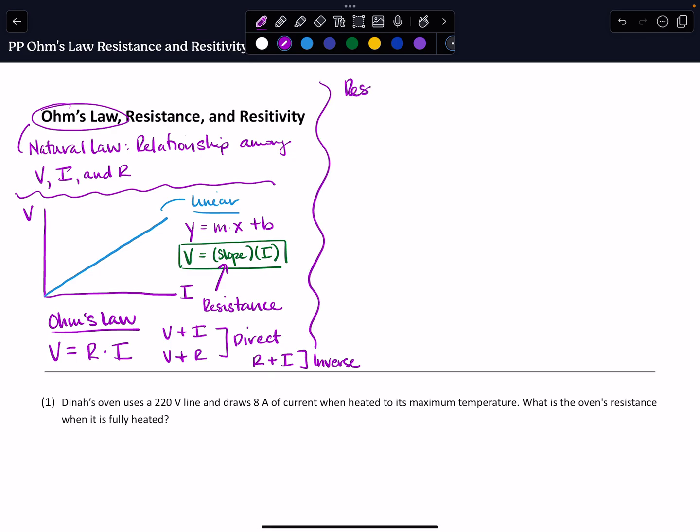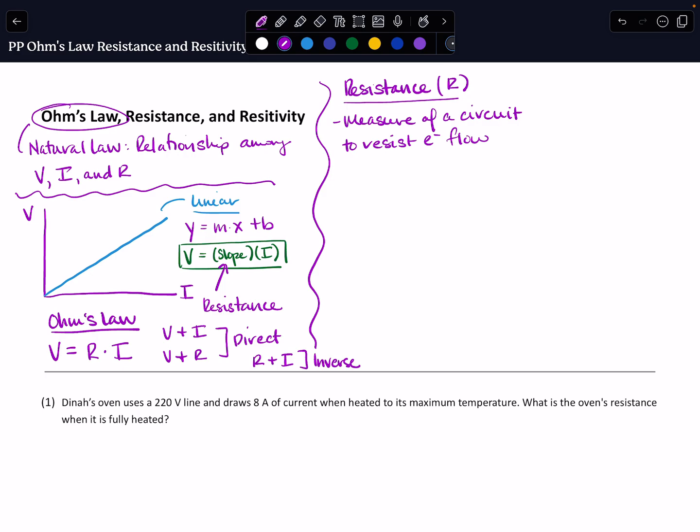So resistance, which we did not talk about earlier, we represent with a capital R in our formulas, and it's a measure of a circuit or a component within the circuit to resist electron flow. It's a physical property of materials. That's what resistivity is, and we'll talk about that in just a minute. But it can either be the entire circuit or it can focus on a component within that circuit.